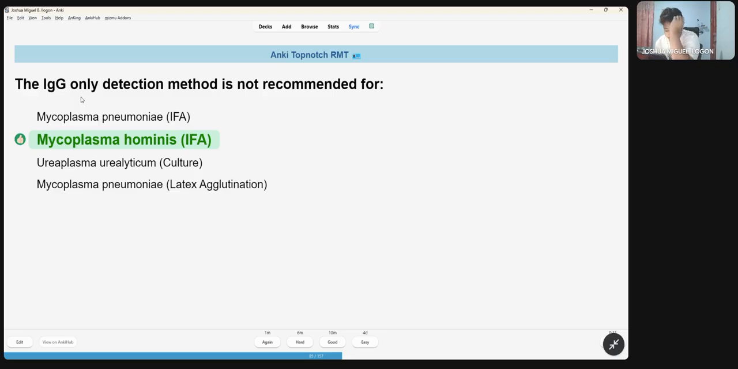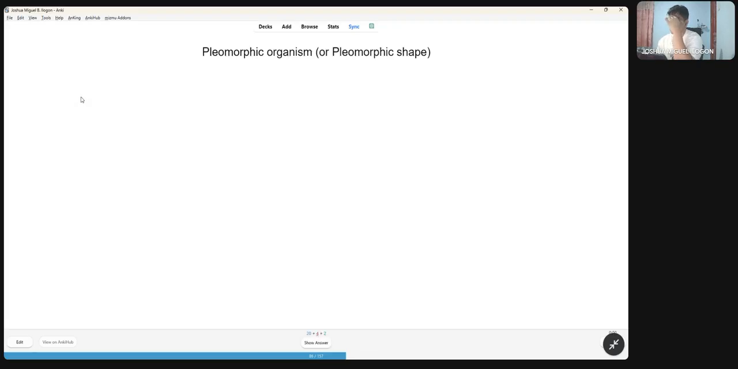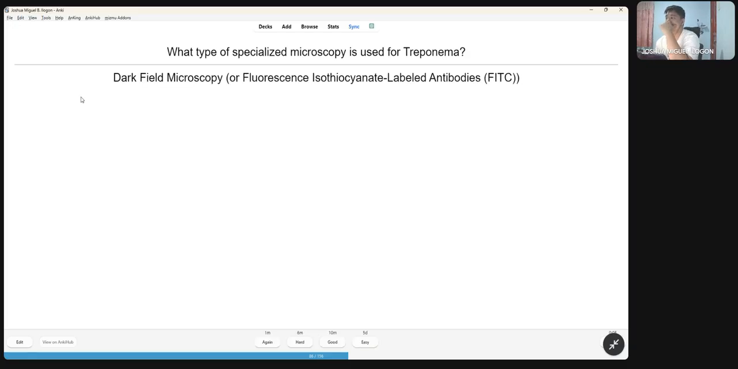Okay, I can see where they're going. It's not used for serologic. Alright, got it. Especially Ureaplasma, but IFA. I got you. Pleomorphic. Both Mycoplasma and Ureaplasma. Specialized microscopy is for the Treponemal panel. That's your dark field, right? Yeah.